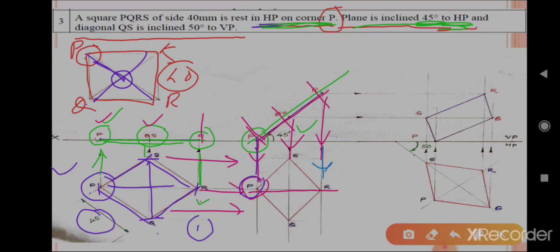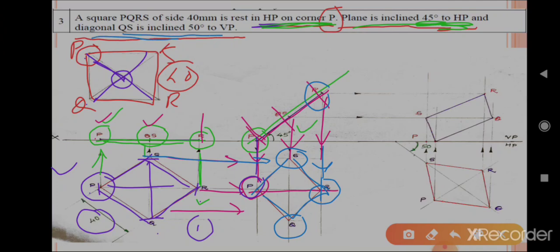And the next point R we can also get on the same projection line. S point at the top and Q point at the bottom. Connect all the points, we get PQRS. In a similar way, you can complete the further problem, that is the QS diagonal.